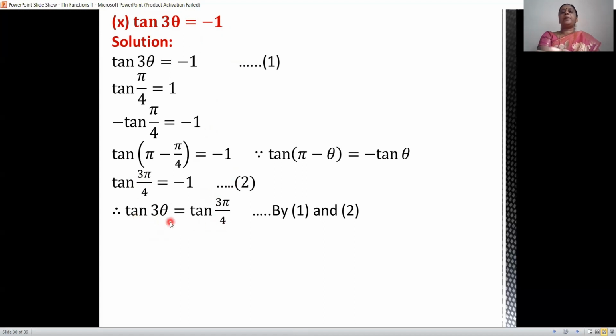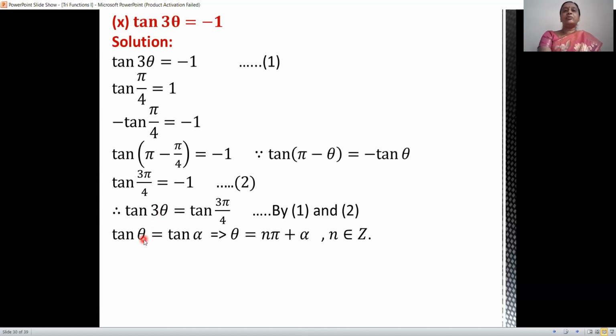This is of the type tan theta is equal to tan alpha. And if the function is of the type tan theta is equal to tan alpha, then what will be the general solution? In this type of cases, the general solution is theta is equal to n pi plus alpha, where you always write n belongs to Z.